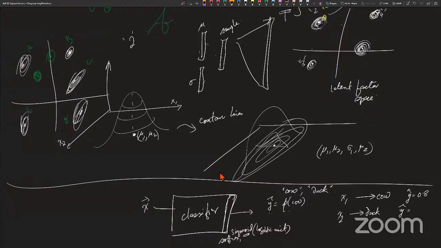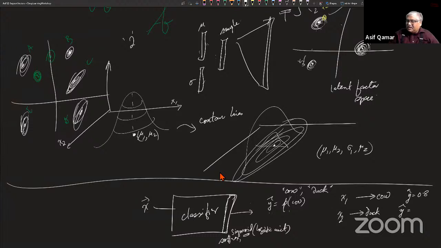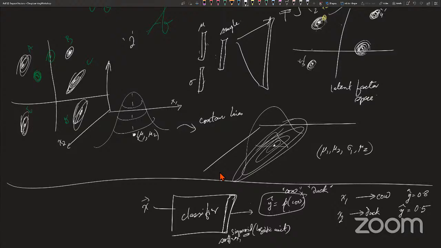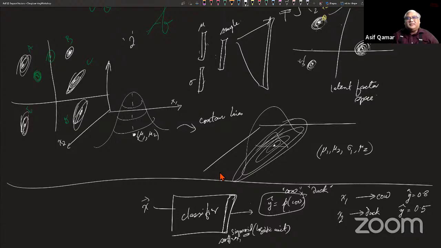What is the probability that it's a cow? Let's say that your machine is not yet well trained. I'll just put it like this, 0.5. For a duck, it is still saying y hat is the probability of a cow, remember. So hopefully your machine has learned, and y hat is the probability of it being a cow. So it is saying a number smaller than 0.8.